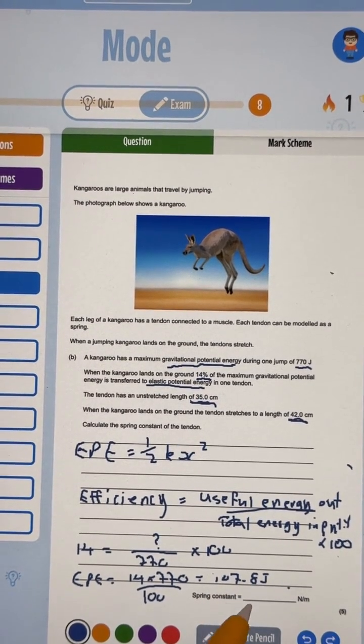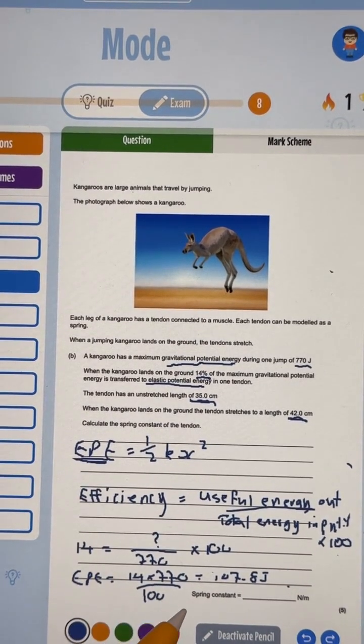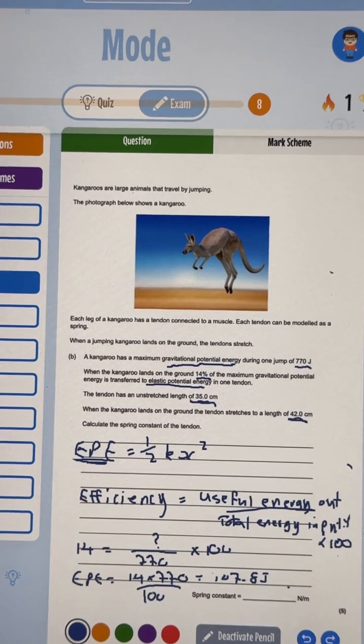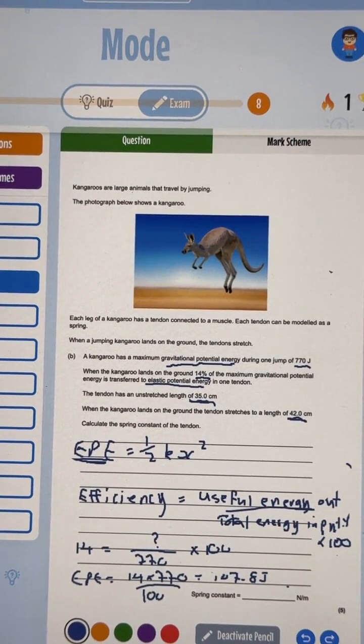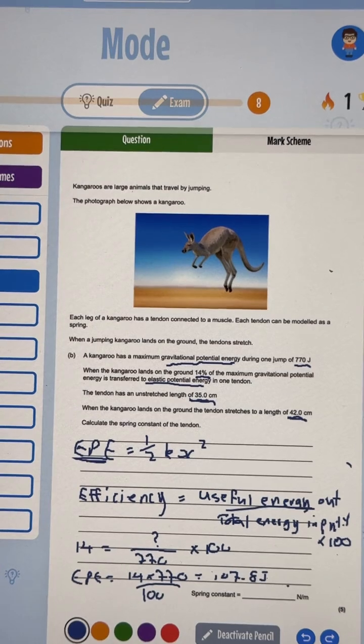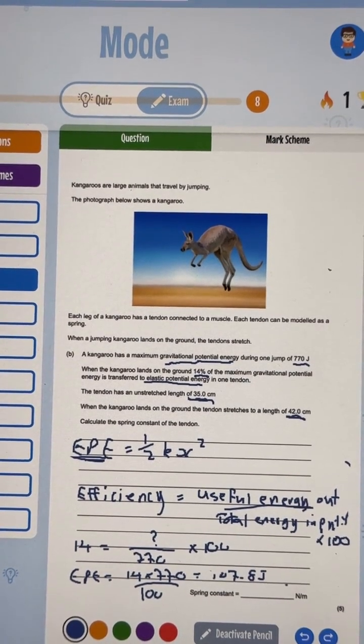So now we have the EPE, 107.8 is our EPE. It's not input over output, it's output over input, because you'll always have more input energy going in than you would have output coming out. So if I put in 100 joules of energy, I'm not going to have 105 joules coming out. It's always going to be at maximum 100. So the input is always on the bottom.